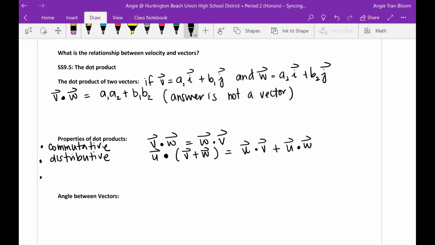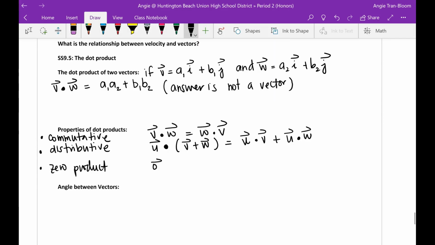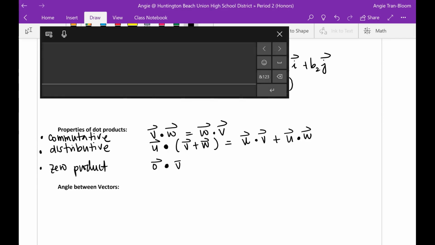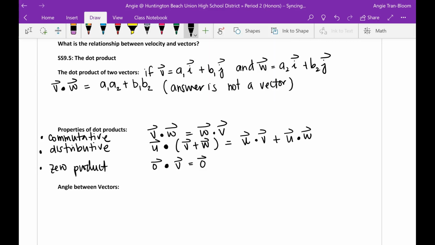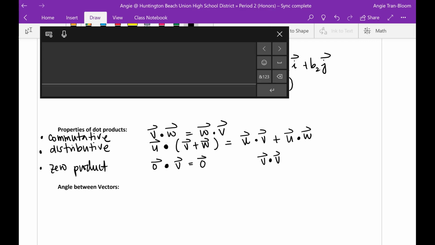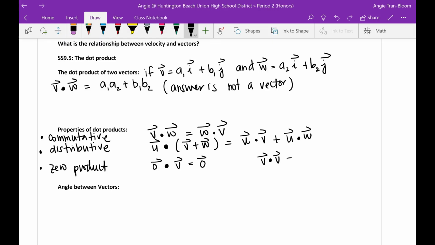It also has a zero product property. So if I take the zero vector and I dot it with vector v, it equals zero. Okay. And one thing I want to add on is if I were to do vector v dot vector v, or itself, it's the same thing as if I were to take the magnitude of v and then square it.